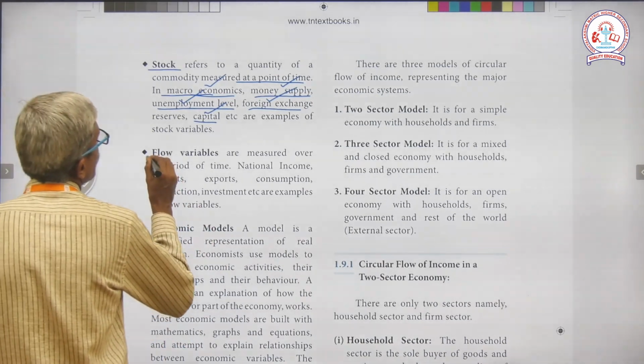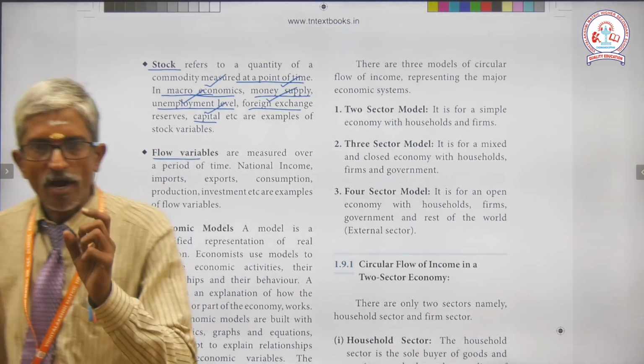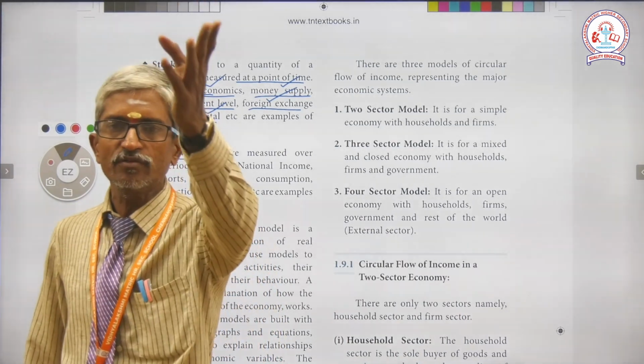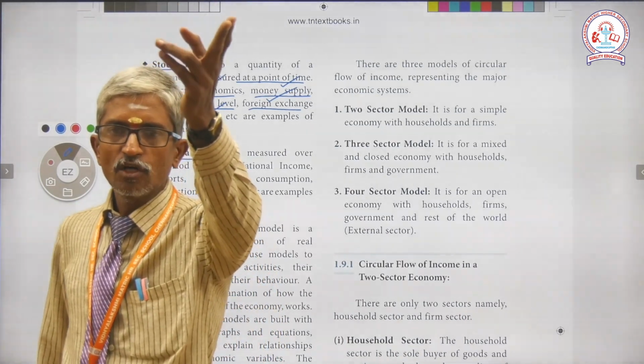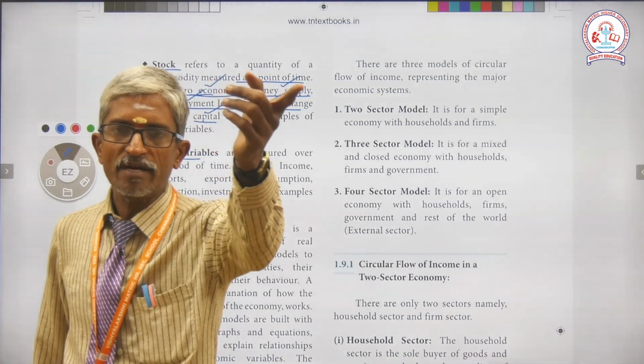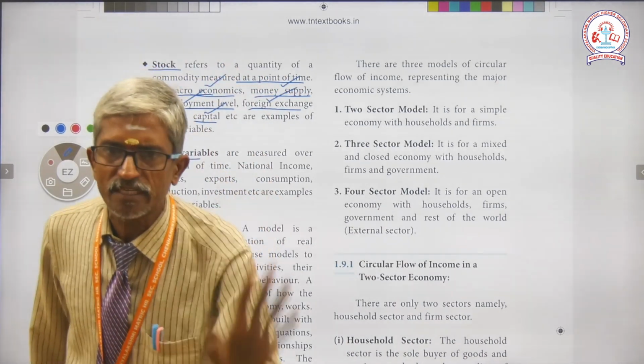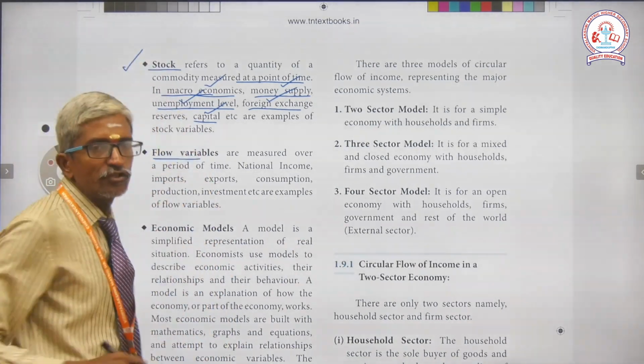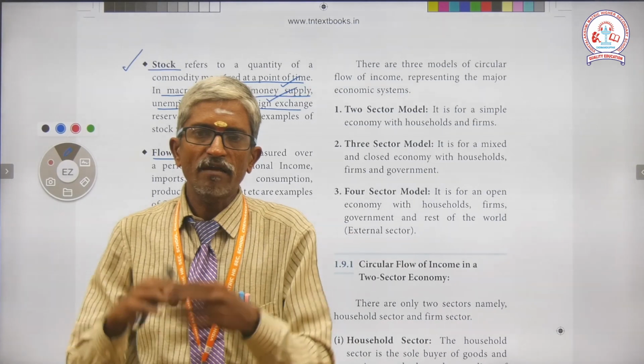Okay, then the next one is flow variable. What does stock refer to? It is quantity. What are the examples we are using? Number 1, money supply. 2, unemployment. 3, foreign exchange. Like that, you just simply mention 3 examples. That is enough. If it is asked for 2 marks, only these 2 points, crystal clear, we use to represent.